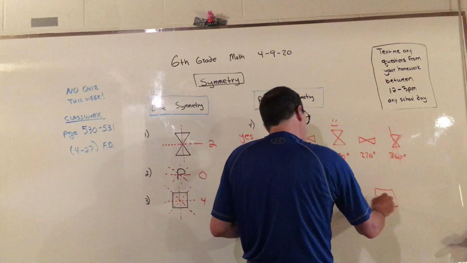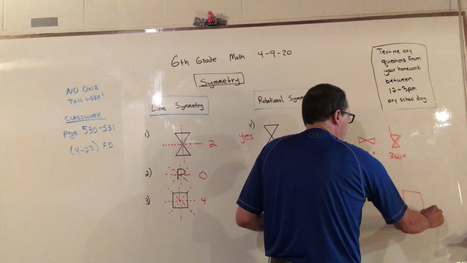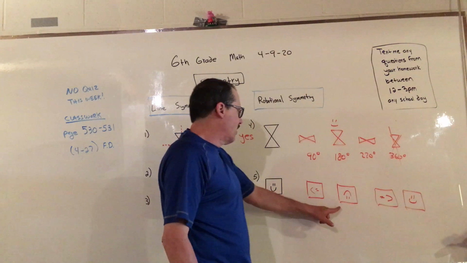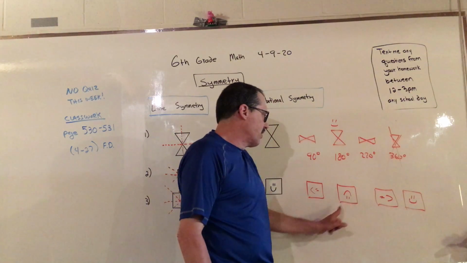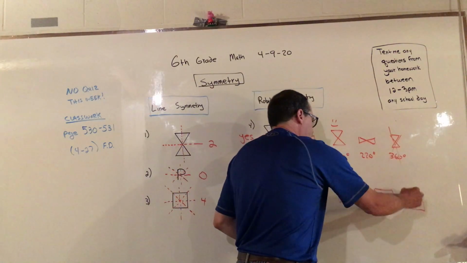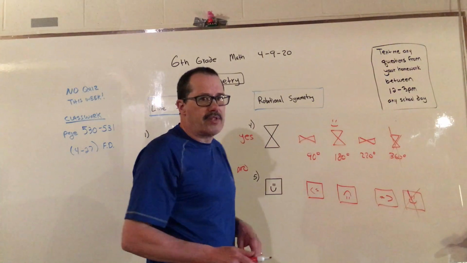I got to think about this. It would look like this, and then we're back to the beginning, which is like this. Now if you look at these 3, there's not anywhere with these 3 that look like the first one. Remember, we can't count that one. And so this one would be no, does not have rotational symmetry.